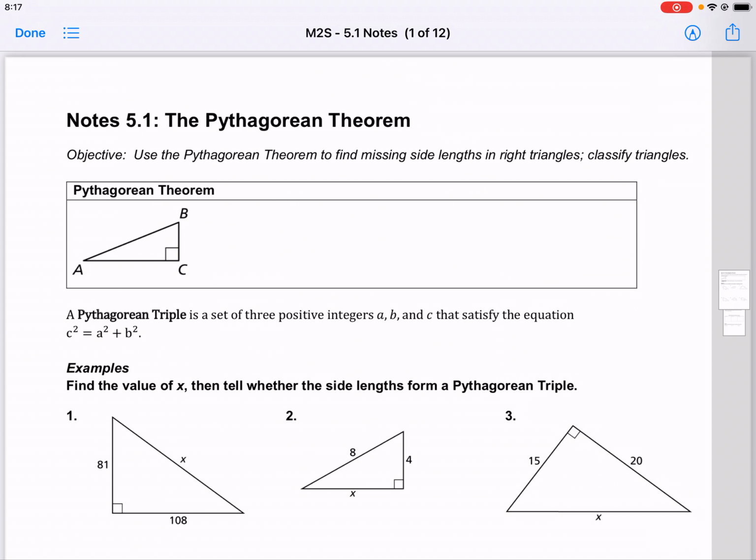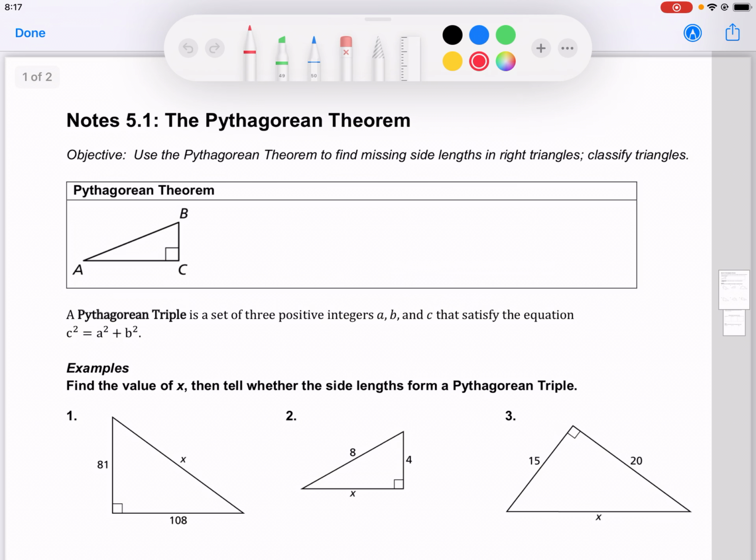So we're going to go ahead and talk about the Pythagorean theorem, which is something you should have learned in other classes, and if you don't remember, that's fine. That's why we're reviewing it today. The Pythagorean theorem only works on right triangles, so it has to have a right angle in it. And it uses the hypotenuse, so this is C, the hypotenuse, and the two legs A and B.